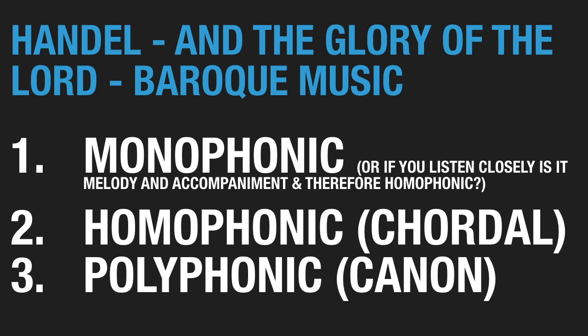Okay, the first part is monophonic in the vocals, but because there's an accompaniment, actually it's probably better to call it homophonic with melody and accompaniment. It depends whether the question asks you to describe the whole piece or just the vocals. Second bit is homophonic, and that is chordal. It's still got that accompaniment in the instruments. And then there's a polyphonic section after in canon, where one part enters and the second one comes in.